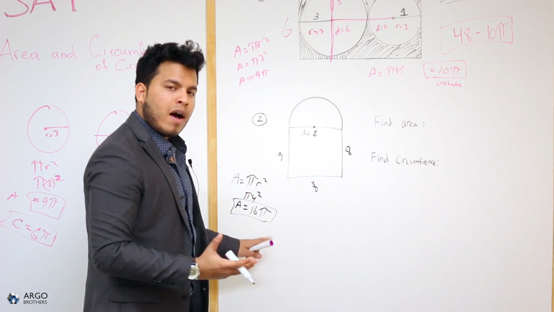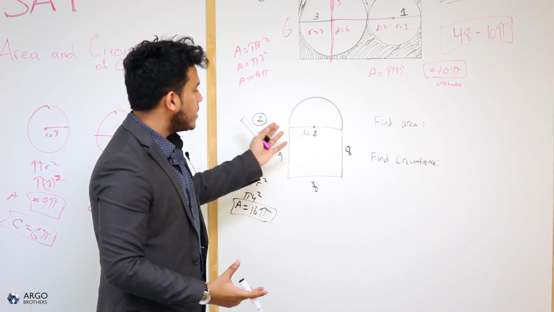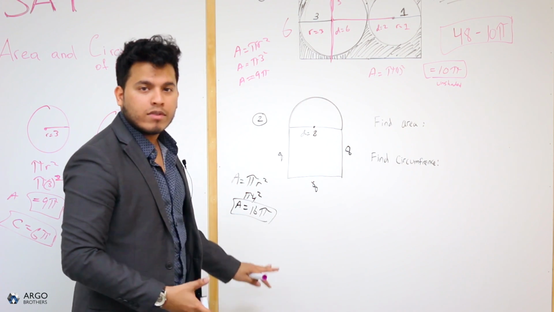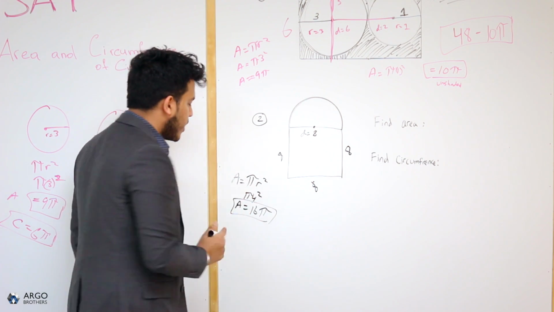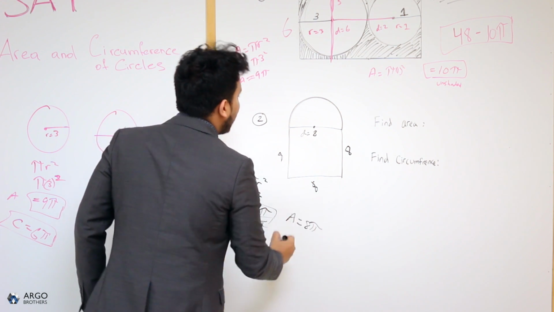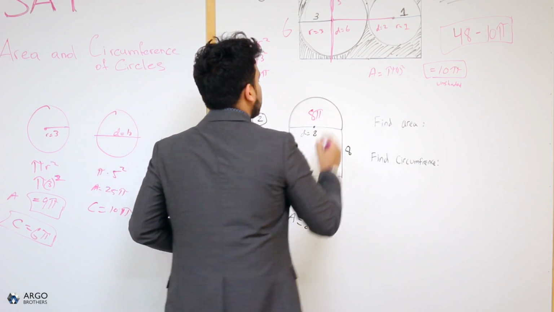Area is equal to 16 pi of the entire circle. We don't have an entire circle over here. This is a semicircle. It's half of a circle. So if it's half of a circle, you have to divide it by 2. Please do not forget that step, okay? So if I divide that by 2, my area is actually 8 pi. So I know that this is 8 pi.